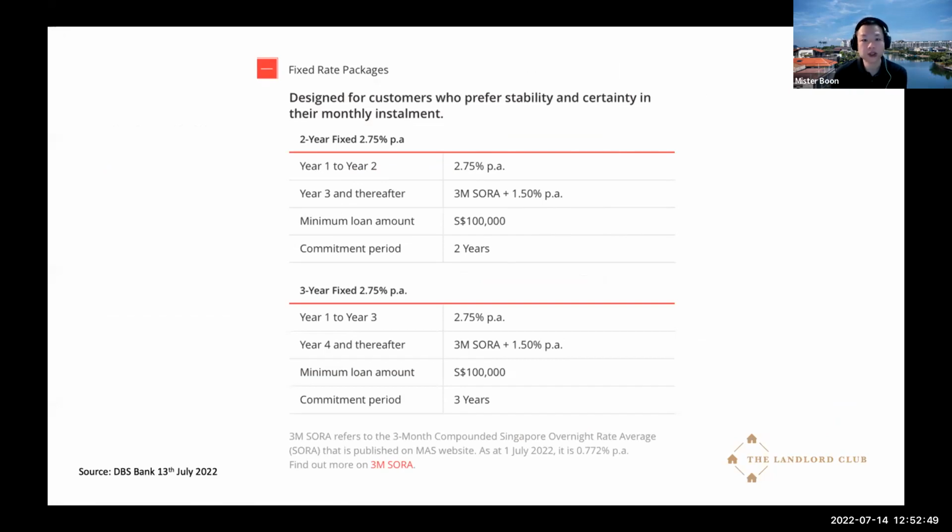For the fixed rate package, DBS is giving 2 years at 2.75 and 3 years at 2.75 also. So they are giving both 2 years and 3 years. If you are a landlord, would you get the 2 years or the 3 years? If you would get the 2 years, key a 2 for me. If you would get the 3 years, key a 3 for me. Which one would you choose?